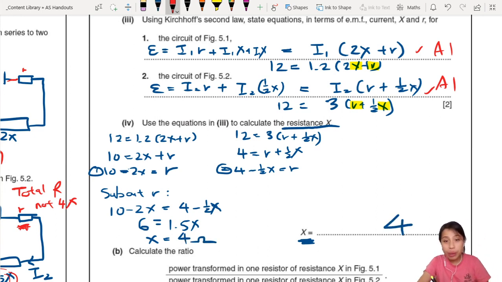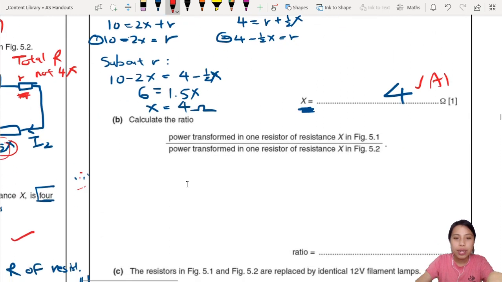All that for one mark only. Actually, you don't need to write out every single step if you can solve straight away. What mark is this? Let me see. I wrote it down. It is an A1 mark. Means you have this answer. I just show all the steps in case you forget how to solve simultaneous equations.